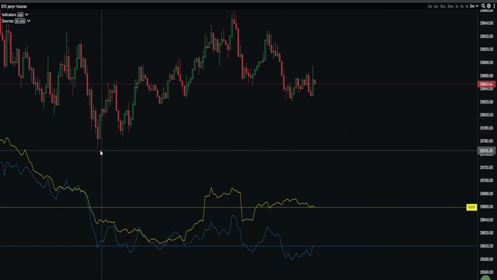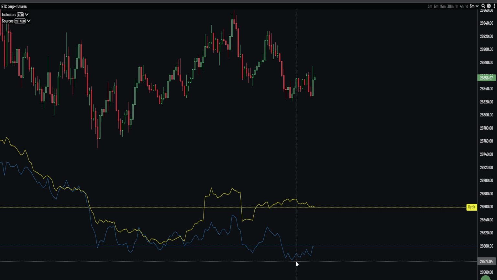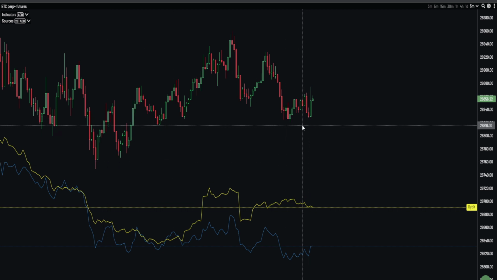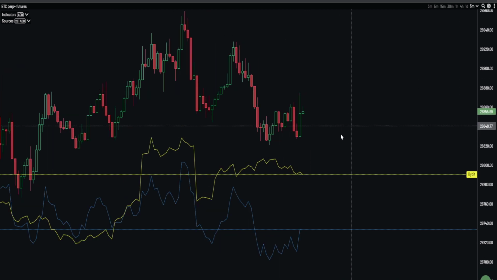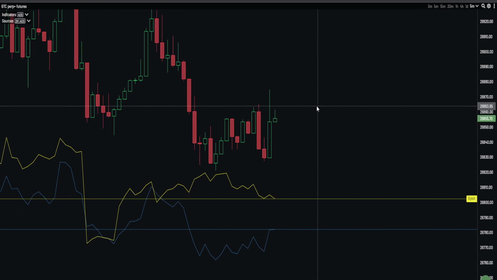And if we then zoom in to these divergences, let's go to the 5-minute. Then what I mean over here is you have a higher low on price at the moment, but a lower low on the blue CVD line. Not on the yellow, but on the blue aggregated CVD, you can see that we have a lower low. So we do have some bullish divergences very locally, but it also has to be said that on the yellow line, we have bearish divergences.